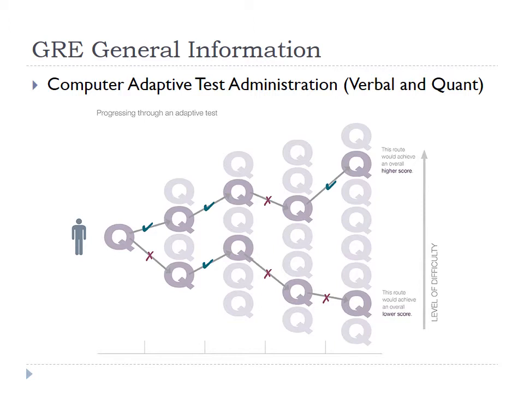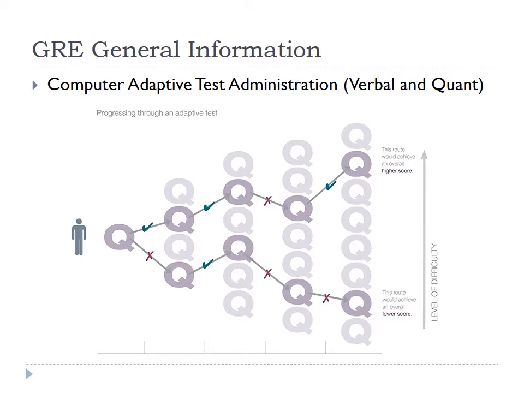Okay, the way this works is, you're taking the test. You're given a question that's of moderate difficulty, and we see here the level of difficulty of the questions is on the y-axis. Your first question is going to be of moderate difficulty. If you get that question correct, it'll give you a slightly harder question. Whereas if you get the question wrong, you're going to get an easier question, right? That's the computer adaptive part of it, okay? Same thing for the remaining questions.